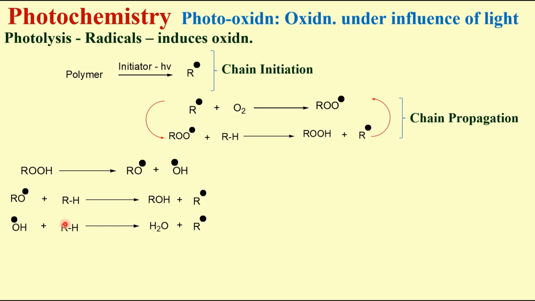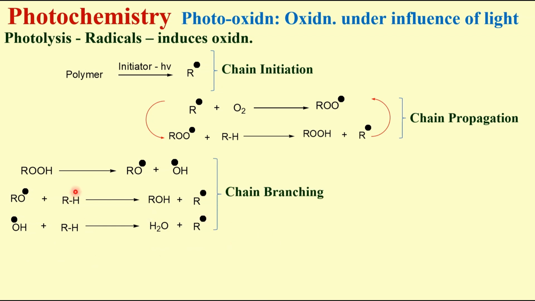Then the OH radical which is formed reacts with RH, takes out the H and gives rise to water and the R radical. And that's why the branching in the polymer occurs. Thus, it is the chain branching step.